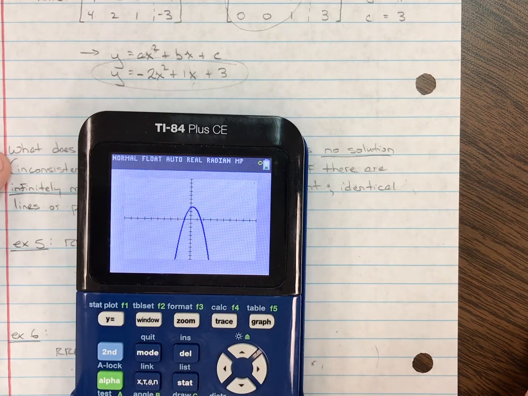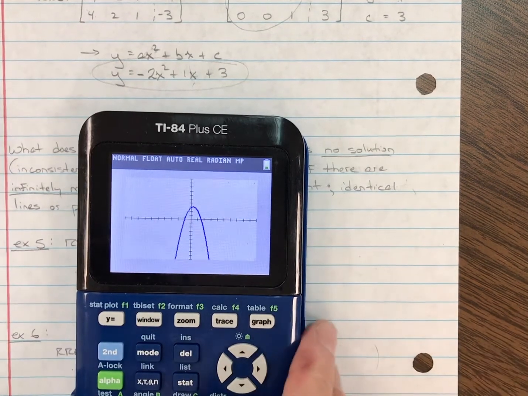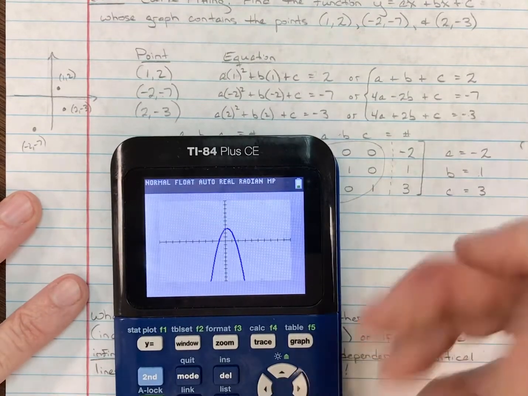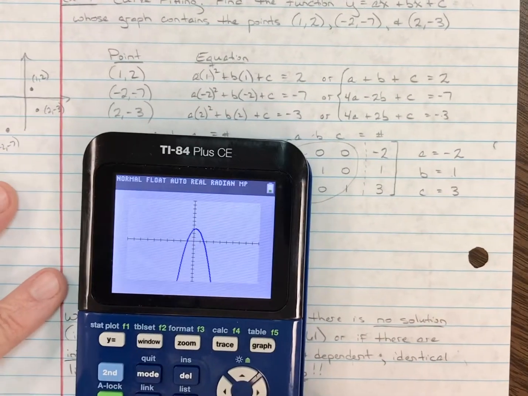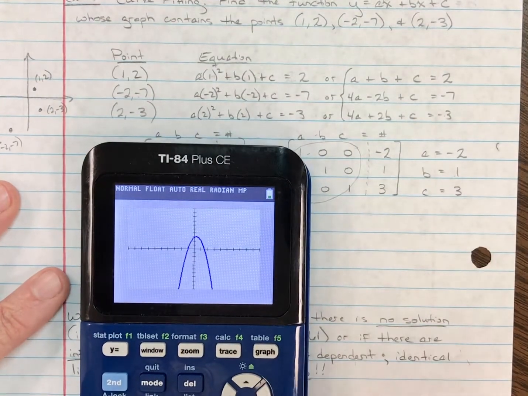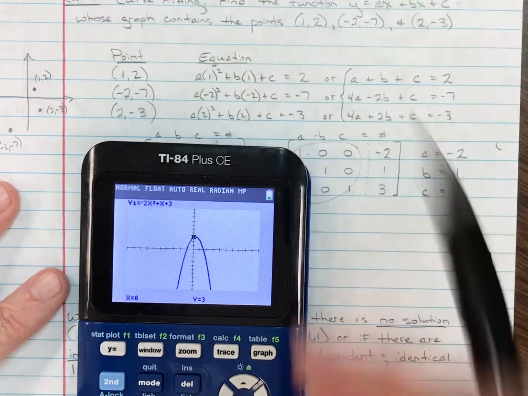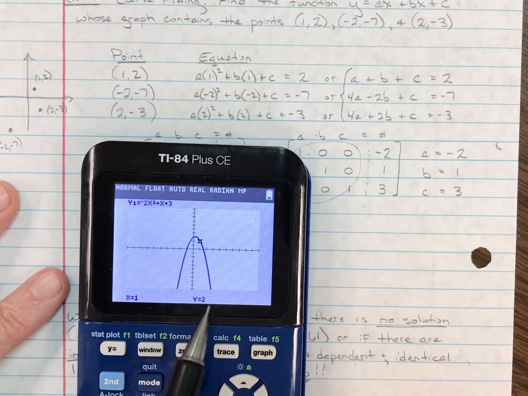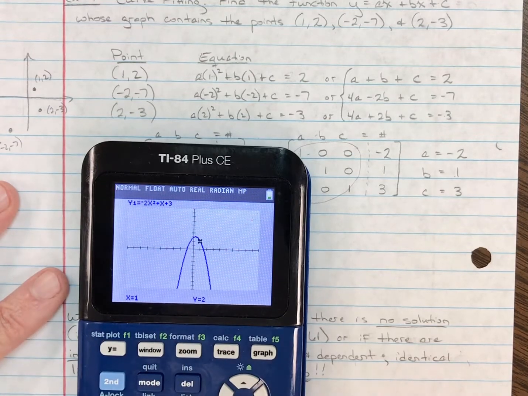Well, there is the quadratic. Now, let's look at the points. Okay, so there's my quadratic. Are these 3 points on this quadratic? Well, let's go to trace. And the first one, let's put in 1. When x is 1, does 2 come out? Yep. The point (1, 2) is on the curve.